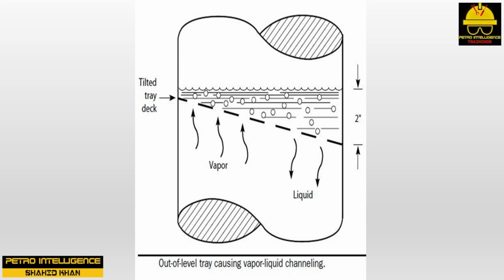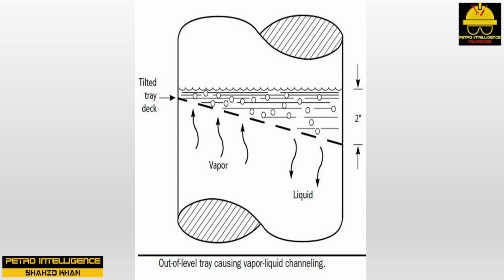And in the real world, especially in large, greater than 6 feet, diameter columns, there is no such thing as a level tray. In this picture, the edge view of a tray that is 2 inches out of level. As illustrated, liquid accumulates on the low side of this tray. Vapor, taking the path of least resistance, preferentially bubbles up through the high side of the tray deck.